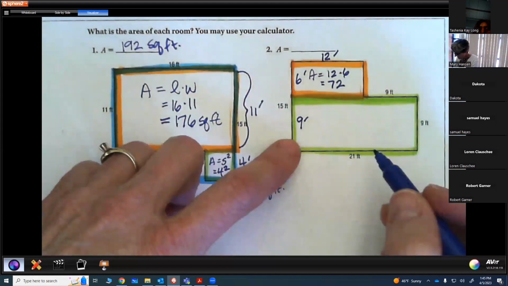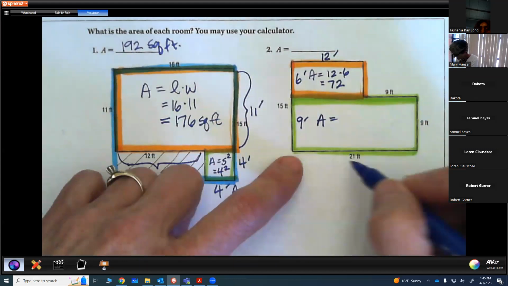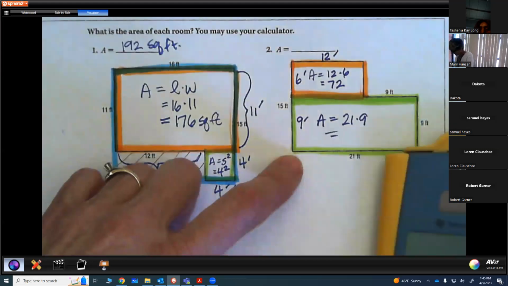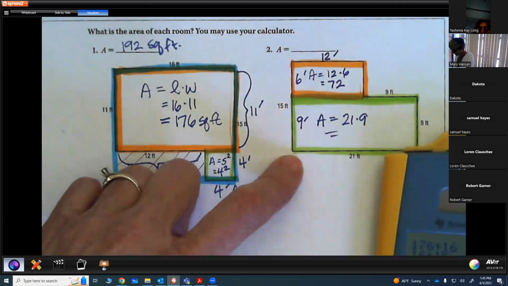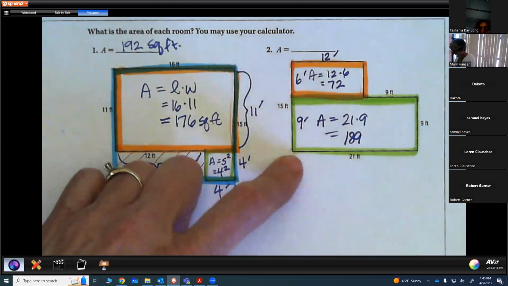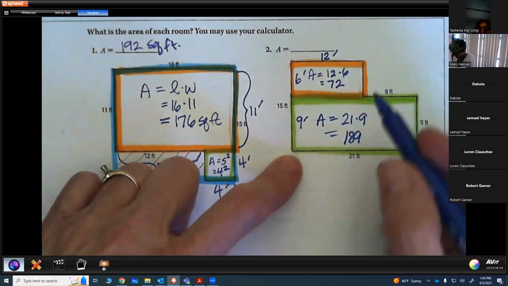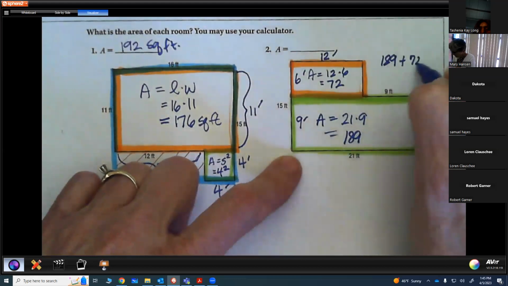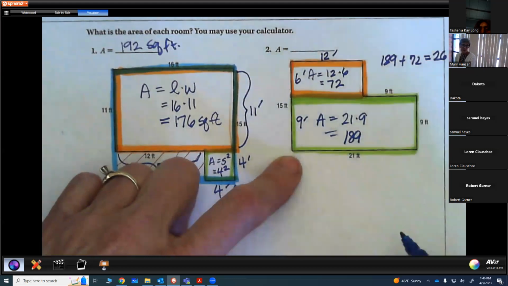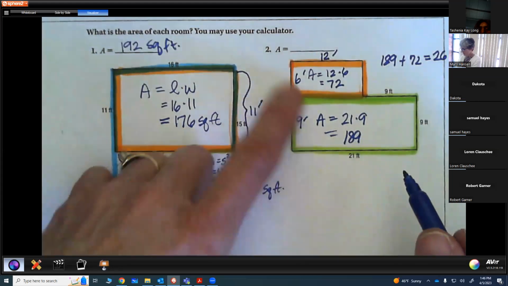And the area of the green would be 21 times 9. And 21 times 9 is 189. And then if I add 189 plus 72, I get 261. Okay, so that's how you would calculate if you divided it up into two rectangles and you added them.